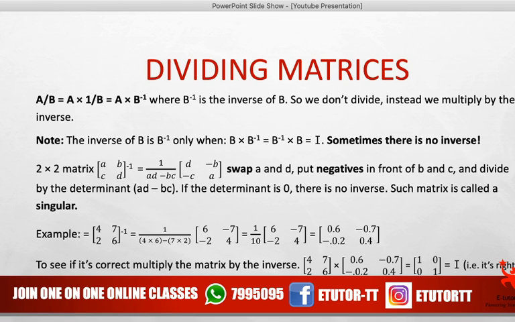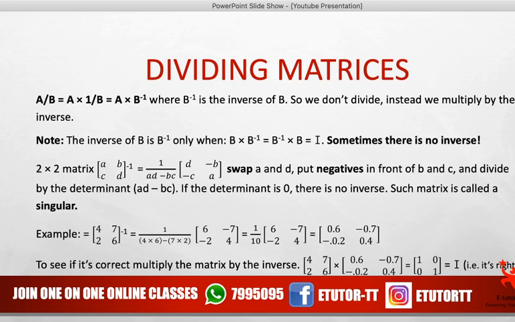If the determinant is 0, there is no inverse. Such a matrix is called singular. So you see, it is possible that there is no inverse. And what do we call that? We call that matrix singular. So this is just the formula that we use: 1 over AD minus BC times the matrix D, negative B, negative C, A.